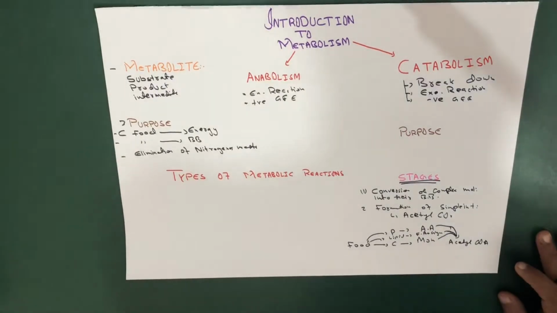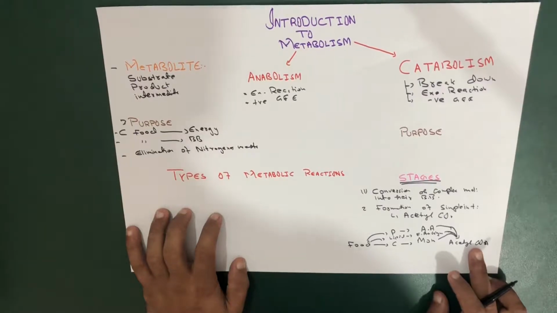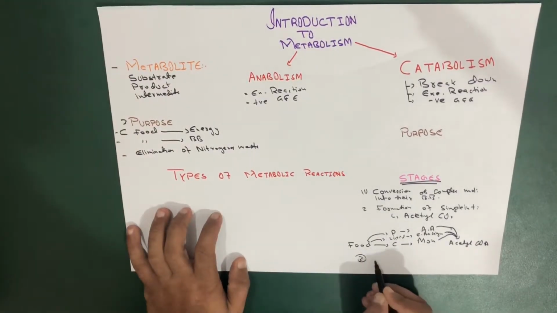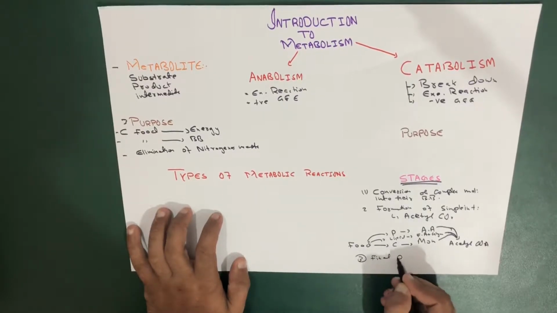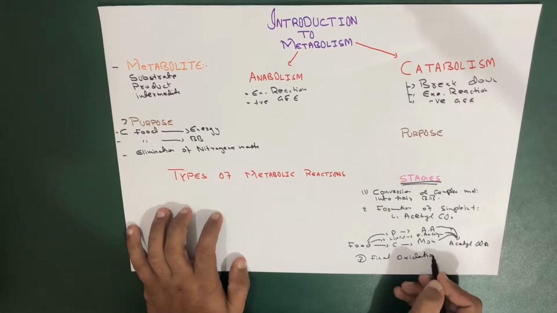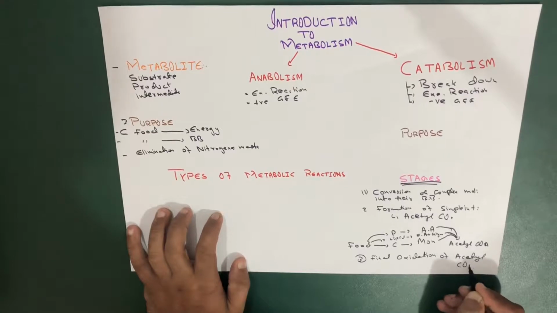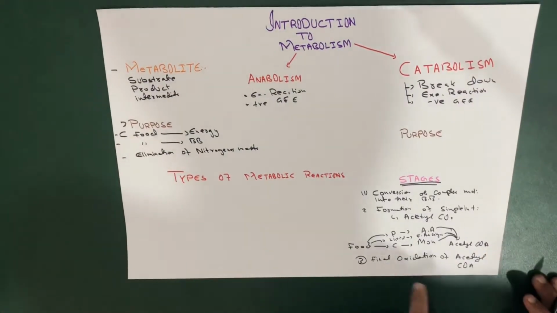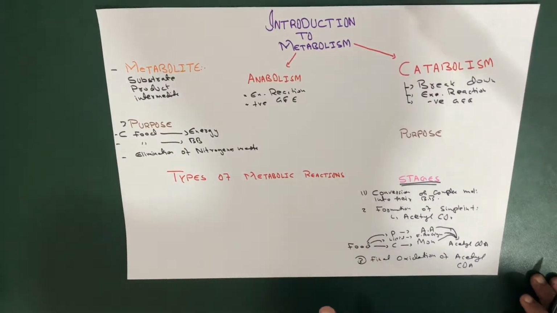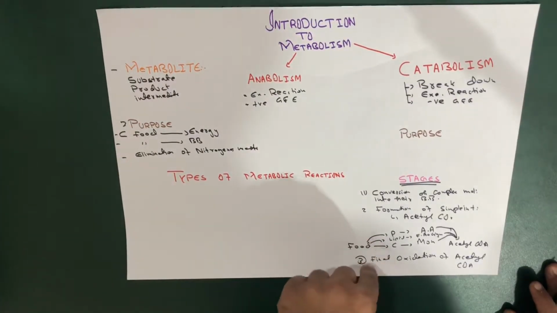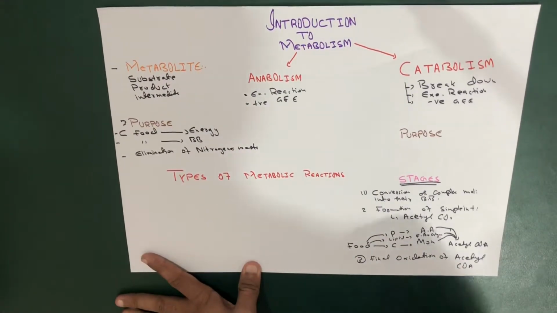So the final stage is that the acetyl CoA is going to be oxidized. Stage number 3 is the final oxidation of acetyl CoA. Why do we oxidize it? Because we need energy. The energy is released in the Krebs cycle. This is the third stage. This acetyl CoA goes through the Krebs cycle, and we get the energy.